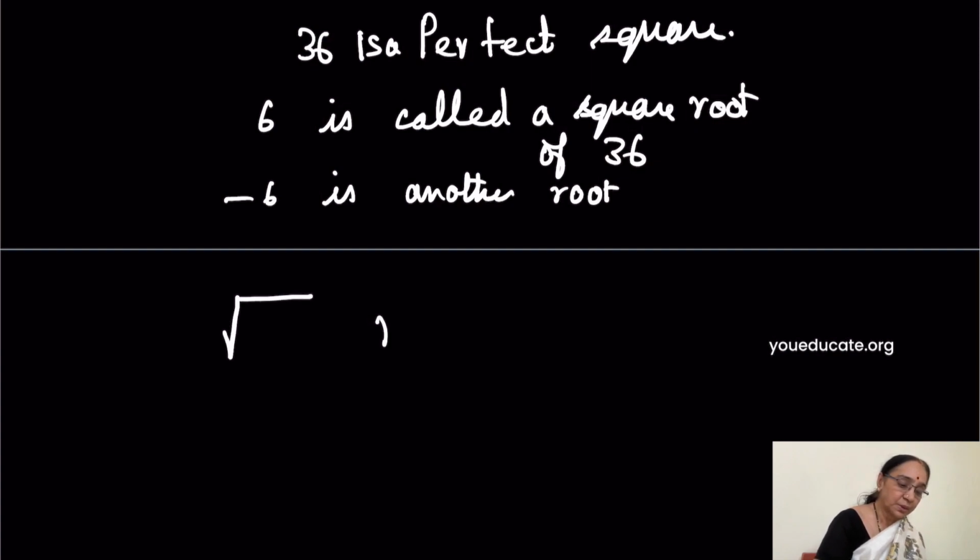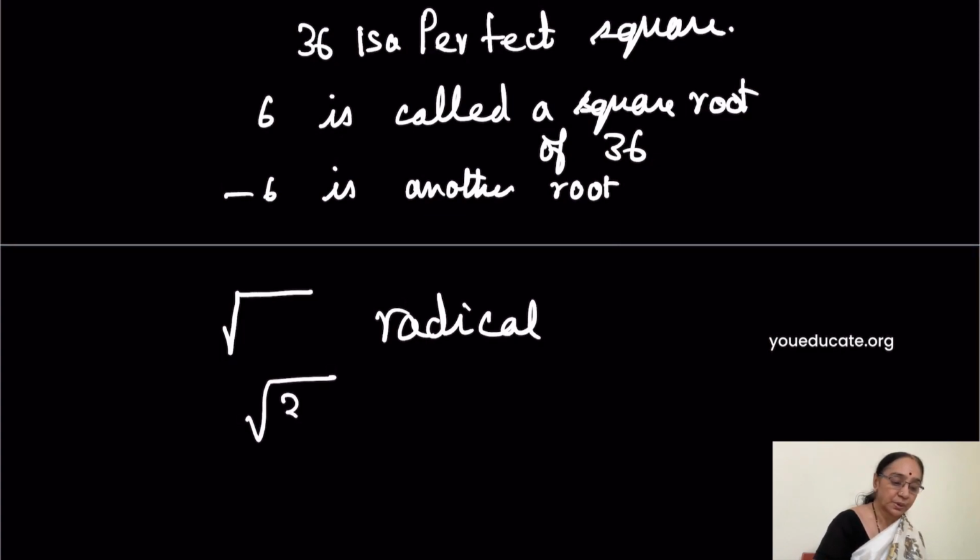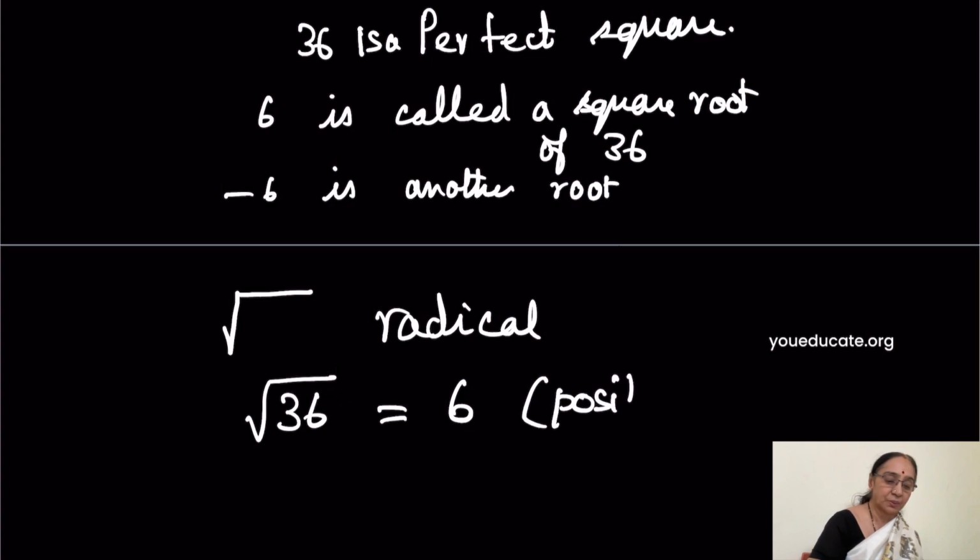However, when I use this sign, which is called the radical sign, then we take only the positive square root. 6 is the positive square root, negative 6 is the negative square root. But when this radical symbol is used, by convention we only consider the positive square root. So that you'll have to remember.